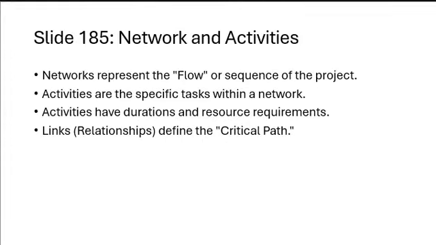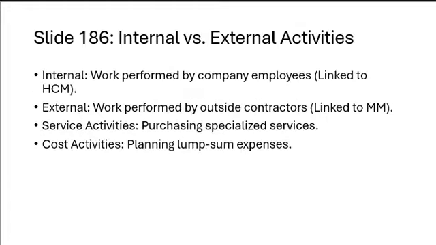levels. Network and activities. A network represents the flow or sequence of project tasks. Activities are specific tasks within the project network. Activities have duration and resource requirements assigned. Links define relationships and critical path dependency. The network provides structure for scheduling project activities. Activities will ensure tasks are completed within planned timelines.